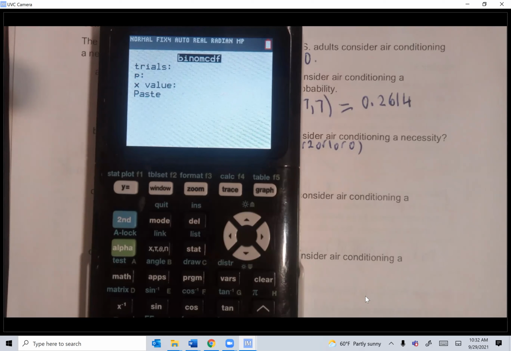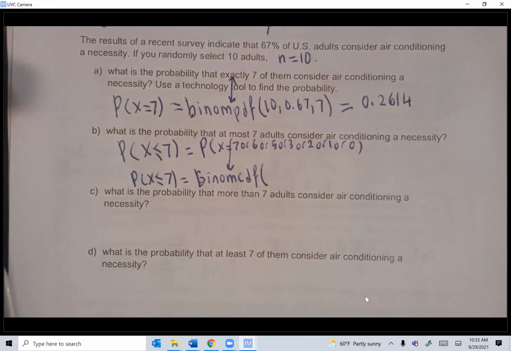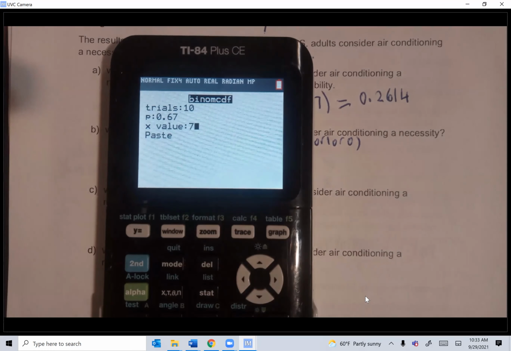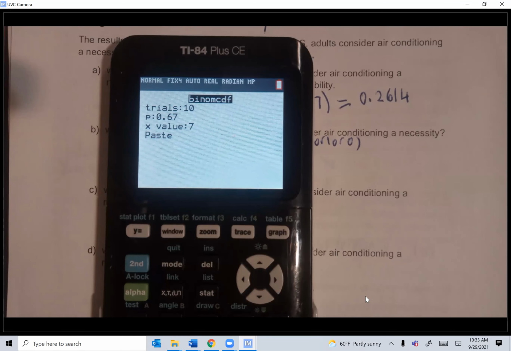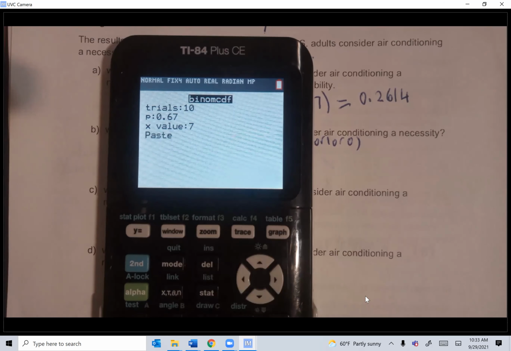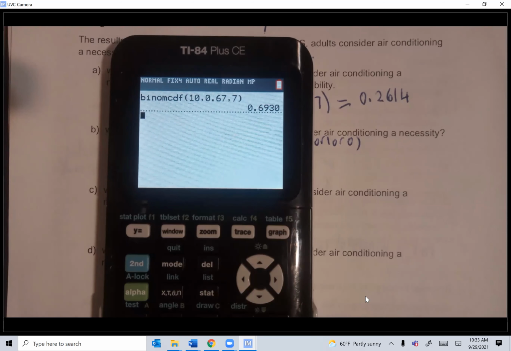Enter. Number of trials is 10. Probability of success doesn't change, guys, 0.67. The X value, we need 7 or less. Is that what it says? Okay. So what this formula is going to do, guys, it's going to find the probability of X equals 7, and then 6, and then 5, and then 4, 3, 2, 1, 0, and then add them up. We don't have to worry about what's going on in the background. And then hit paste and enter, and you get the answer.